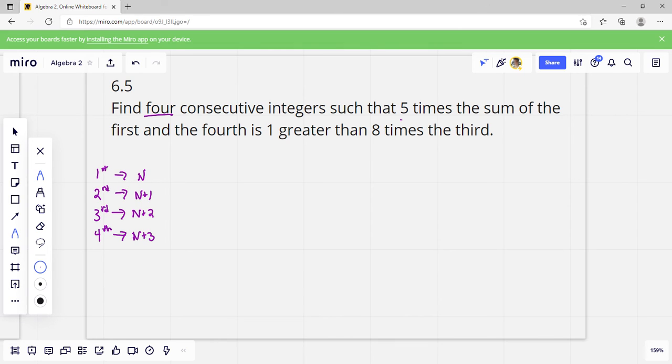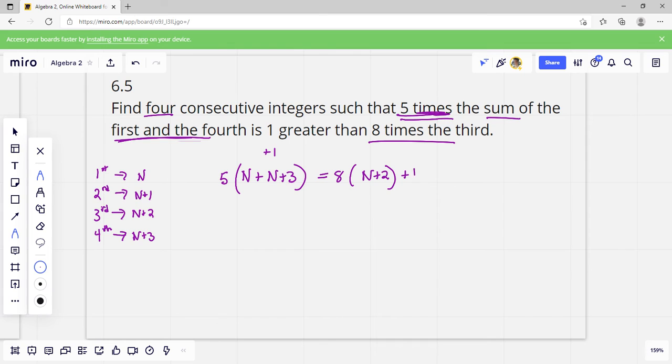Alright, so we got 5 times the sum of the first and the fourth. So the first is n, and the fourth is n plus 3. And we have to multiply that times 5. 5 times the sum of the first and the fourth is 1 greater than 8 times the third. So we're going to put 8 times the third, and the third is n plus 2. Okay, and it's saying this is 1 greater than the other side. So to make them even, we're going to have to add 1 to our second side there.